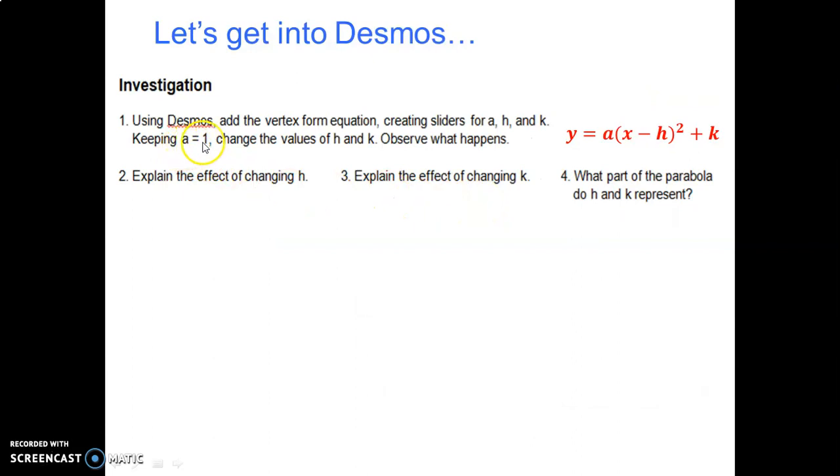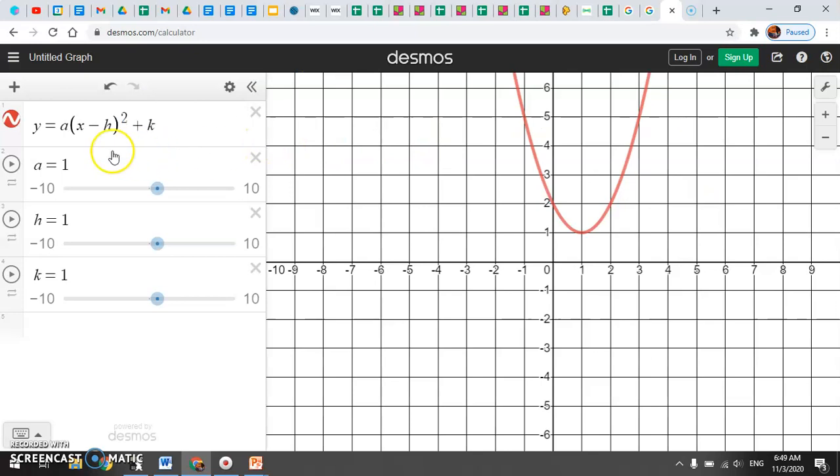Now it says keeping a equal to 1, change the values of h and k, observe what happens. So I'm going to keep a at 1 here. We already know that a changes how wide or narrow a parabola is, or whether it is concave up or down. So we'll leave that for now. Let's change h and k. Let's begin with h. Well, that's pretty simple. When I'm changing h, I see the parabola going left, right. When we talk about moving things on a coordinate plane, this is called a translation. When we slide a graph, it is called a translation. So we're translating this horizontally, left and right.